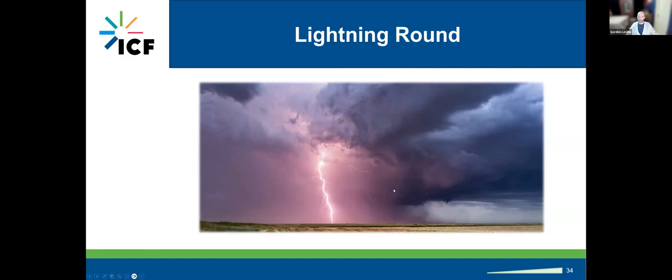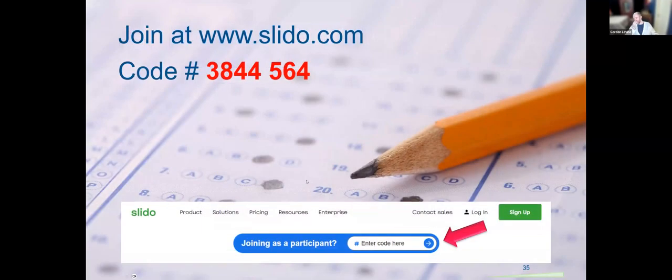Lightning round will be handled through a system called Slido. So please do join us at slido.com. Go to slido.com. It's going to have a thing up at the top where you can join by entering the code that you see displayed on your screen. The code in question is 3844564, 3844564. I'm going to go ahead and stop sharing my screen, and then I'm going to share the Slido screen.